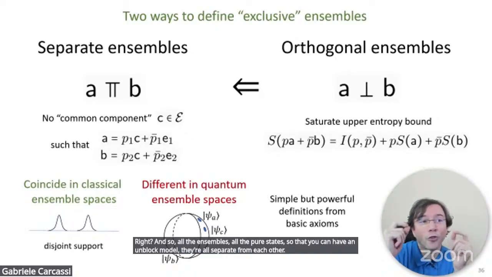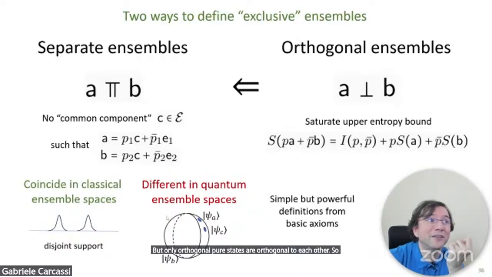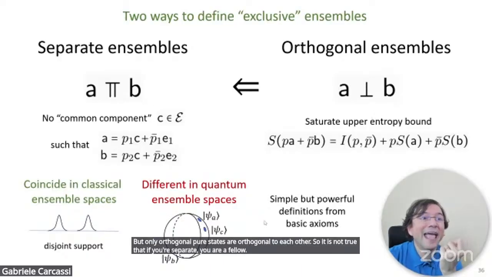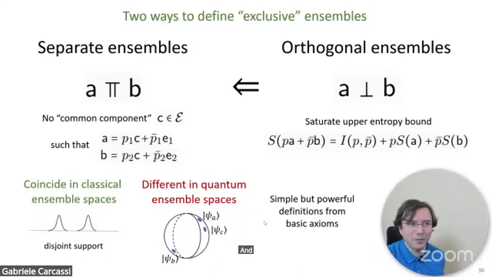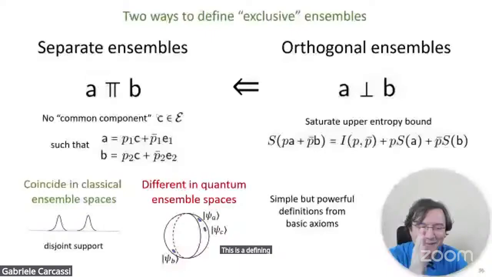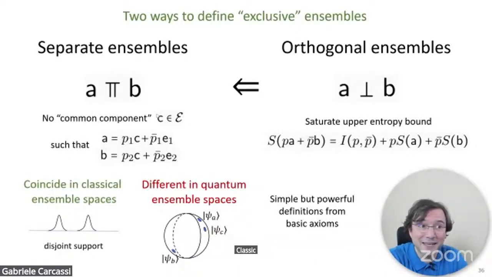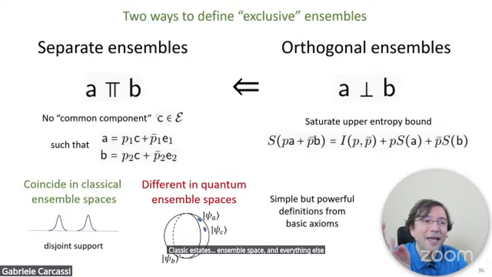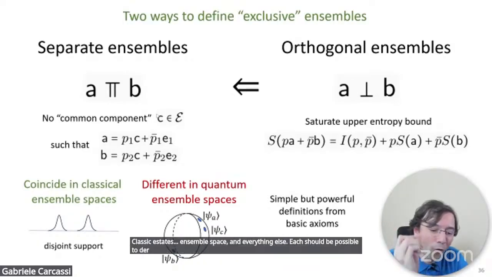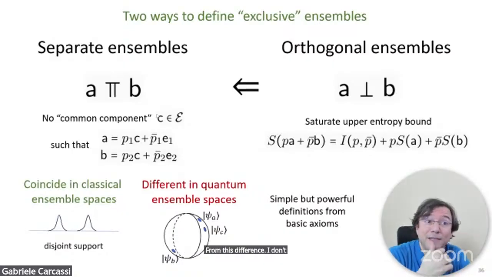But only orthogonal pure states are orthogonal to each other. So it is not true that if you're separate, you're orthogonal. And the point should be that since this is a defining characteristic, a defining line between classical states, classical ensemble space, and everything else, it should be possible to derive all other quantum-like features from this difference. I don't know how to do it, but that's what the math tells you.